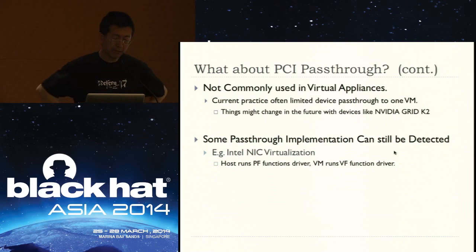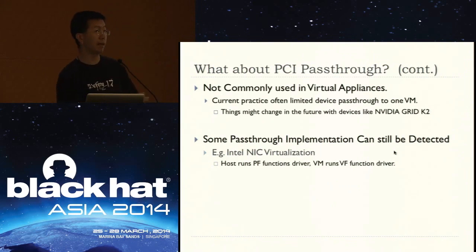However, based on our current knowledge, first, there's no practical product that we can access. NVIDIA has a product announcement, a device called Grid K2. Supposedly, this is one graphic card that you physically plug in, and then they can expose multiple PCI pass-through graphic cards to multiple VMs. And so far we haven't had access to that.